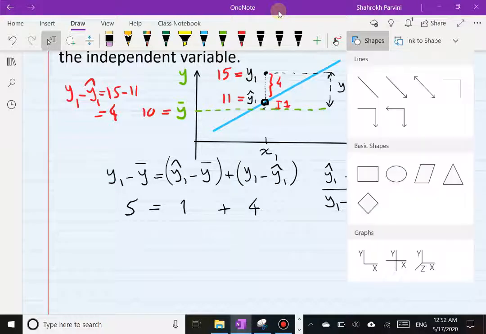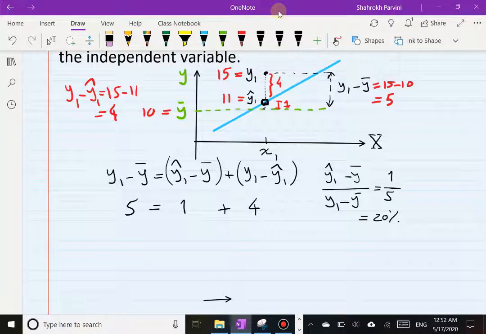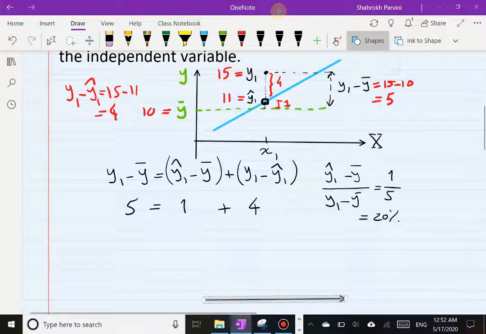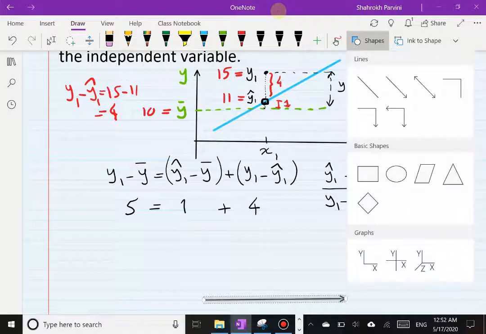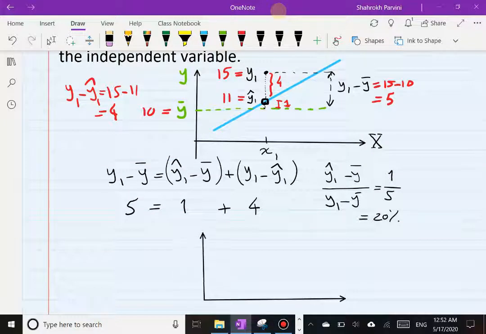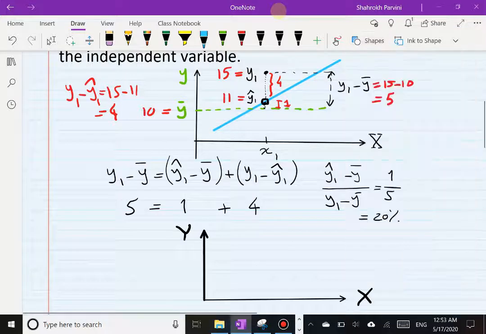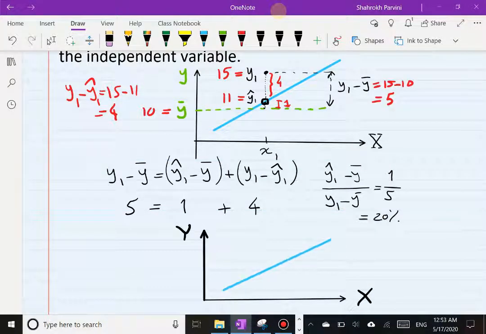In this example, let me draw my vertical and horizontal axes. So this is my x, and let's draw the vertical line here, and that's my y. Now let me draw that blue line, which is the regression line, and I'm going to show you something that's going to help clarify the idea of explained and unexplained variations.